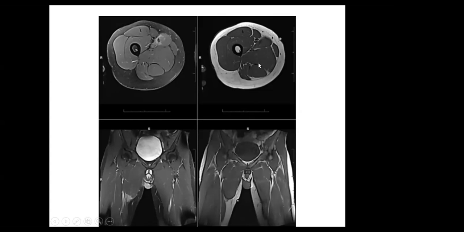Adductor magnus. Okay, so this one is actually a muscle injury, a complete tear of the adductor longus here. And how do we know it's a complete tear? This is what we describe as bunching up.